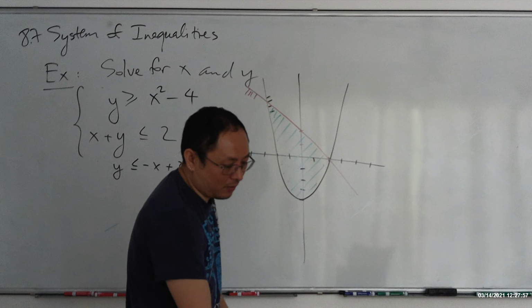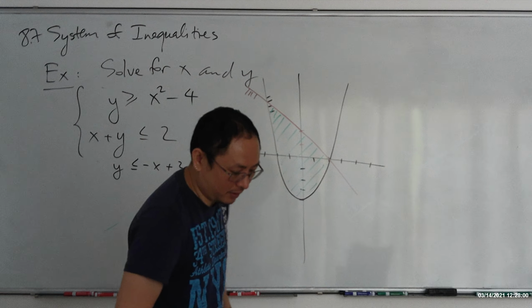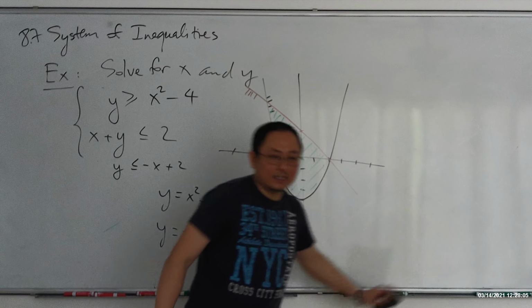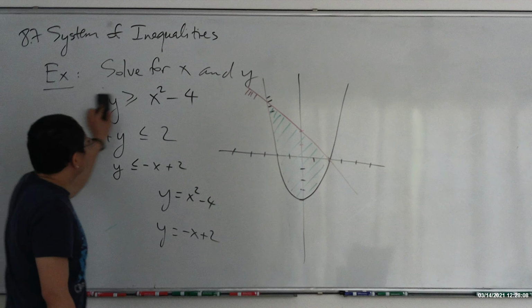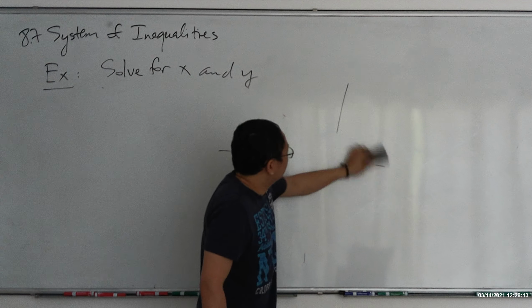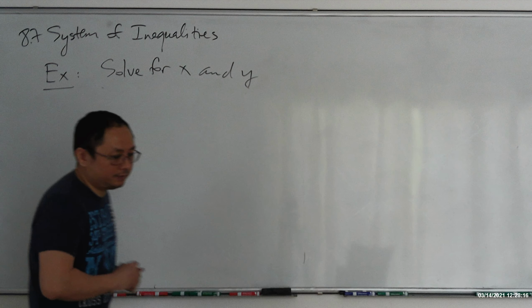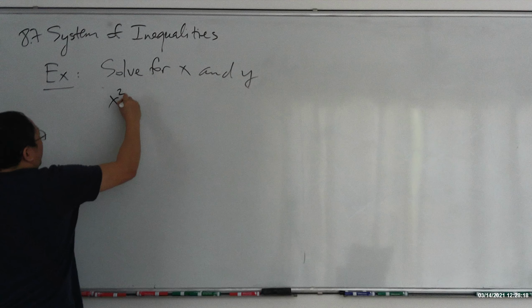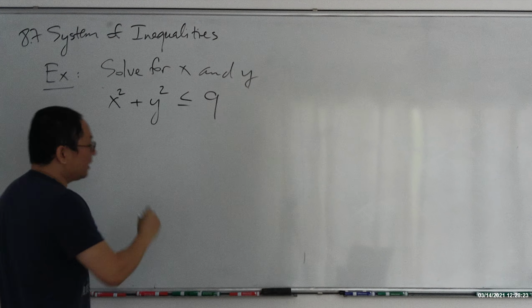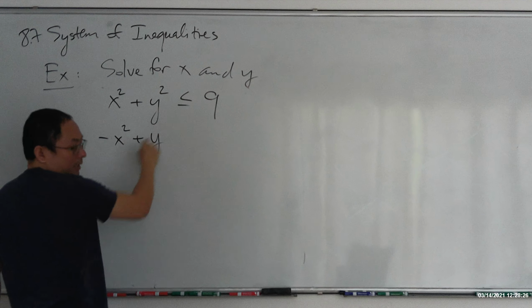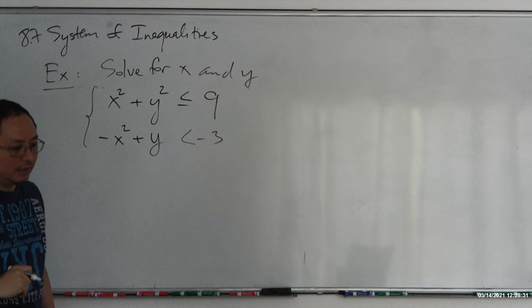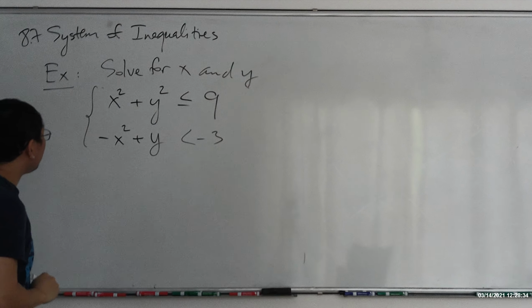How about another one? Let me try one more example before I stop the video clip. This time we're going to show you a circle. x squared plus y squared is less than or equal to 9. The second one is negative x squared plus y is less than negative 3. Okay? I just copied this from the book.